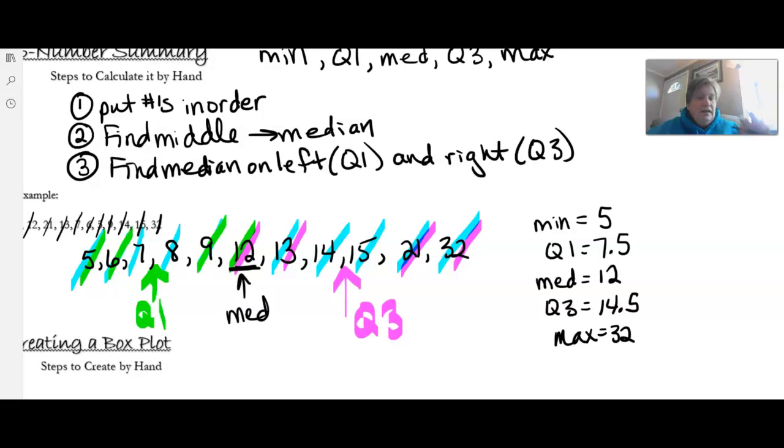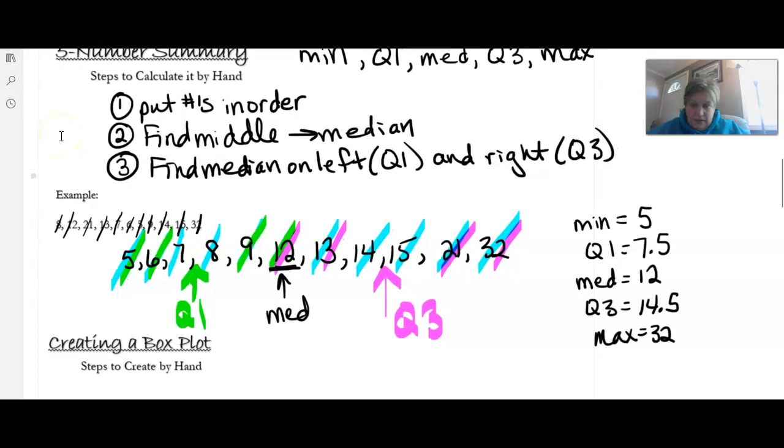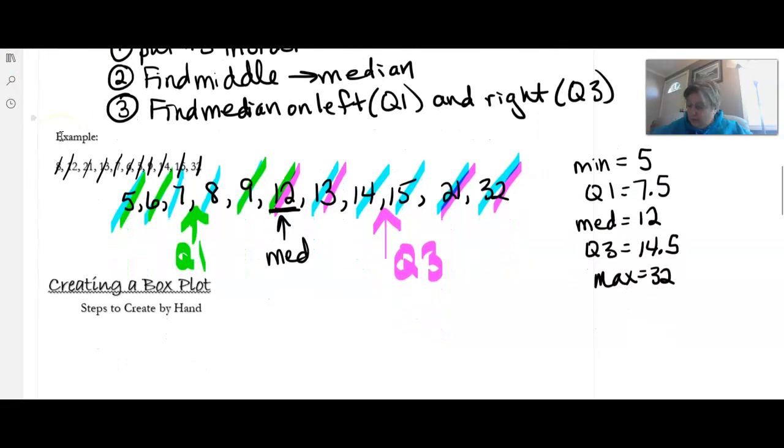Okay. If you would have not counted the 12, your quarter 1 and quarter 3 would have been off a little bit. It would have been a little different, but it's okay. As long as I can see which process you used, I'm happy with it. All right, so now, in order to create a box plot, we have to use the 5 number summary.